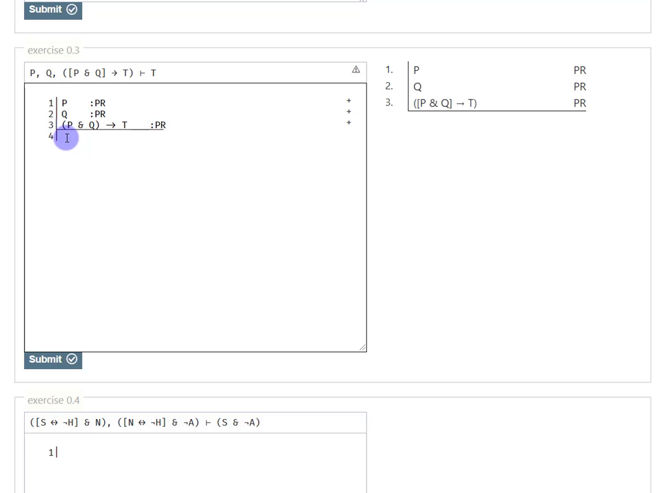Okay, so what I want to do here is T, the conclusion that I'm after, is the consequent in this conditional on line 3 here. So what I want to do is get the antecedent, P and Q, then I can use the conditional elimination rule and get T by itself. So to get the antecedent, P and Q, I need to put this P that's on line 1 and this Q that's on line 2 together with the AND introduction rule. Then I can do arrow elim, conditional elimination, and get T.